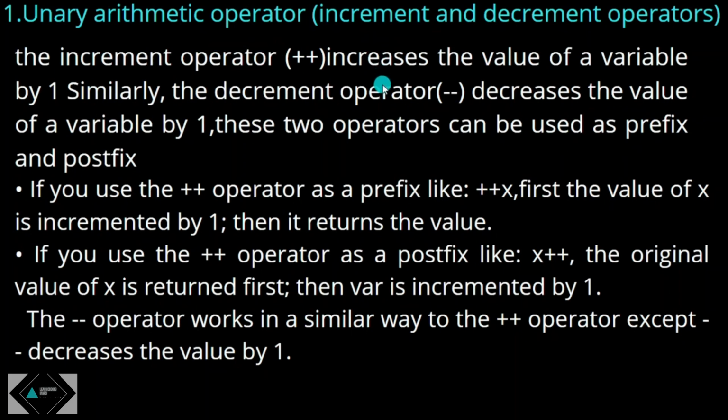First is the unary arithmetic operator, also known as increment and decrement operator. The increment operator, whose symbol is plus plus, increases the value of a variable by 1. Similarly, the decrement operator, minus minus, decreases the value of a variable by 1. These two operators can be used as prefix and postfix. If we use the increment operator as a prefix like plus plus x, first the value of x is incremented by 1, then it returns the value.